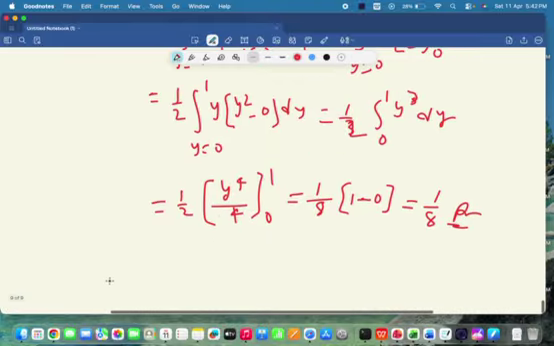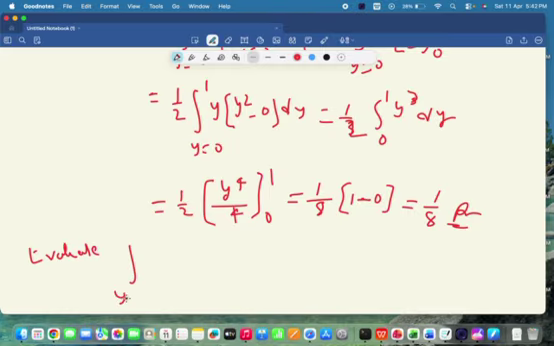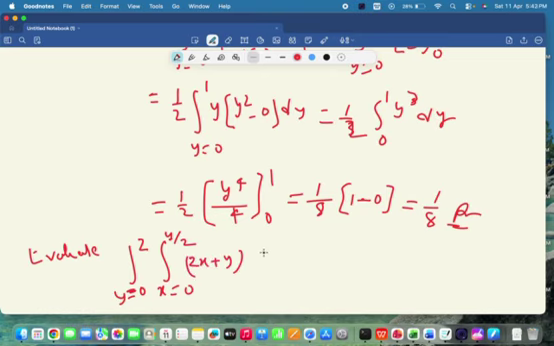The same you will do for practice. Evaluate y is equal to 0 to 2 and x is equal to 0 to y by 2, and this will be 2x plus y dx. This is for practice.